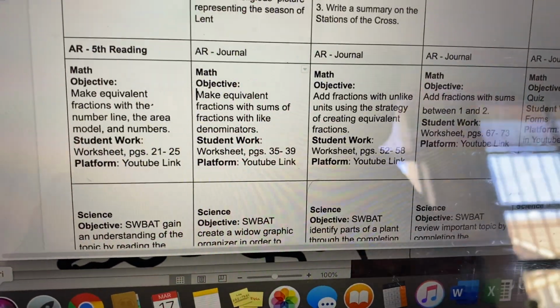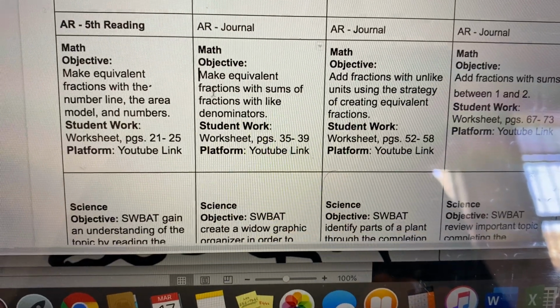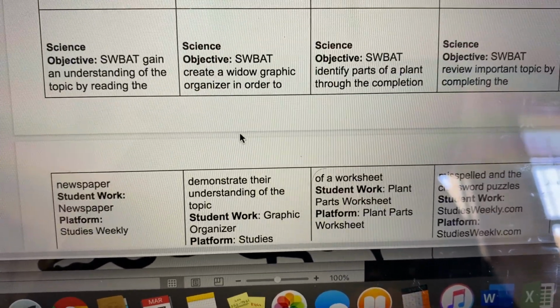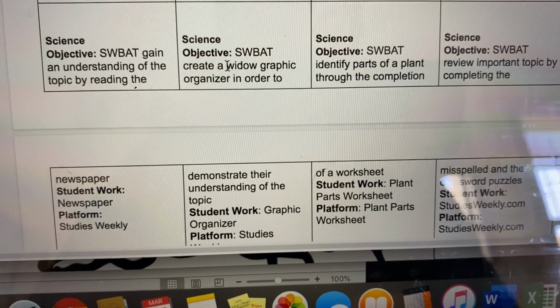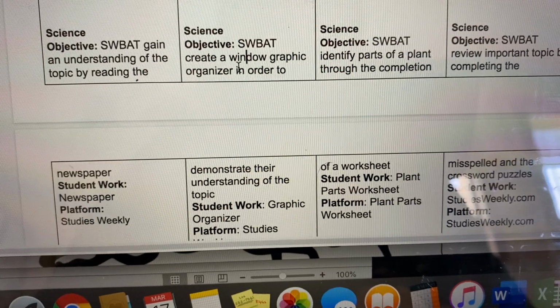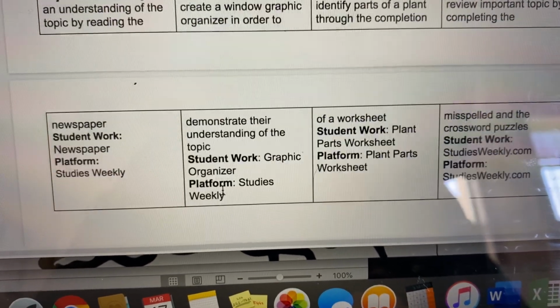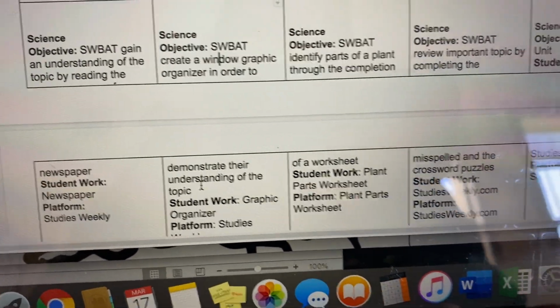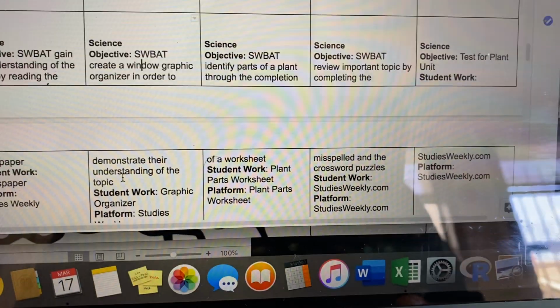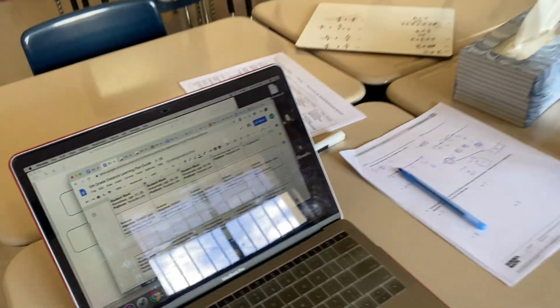So let's go ahead and take a look at our agenda to see what we're gonna be doing. So we're done with this, we're done with that. Now for science, we are gonna be making a, oh, this should say window actually, not widow, a window graphic organizer, okay, on our topic. All right, so we are doing the plant kingdom right now, correct? Yes, so the window graphic organizer is this page.